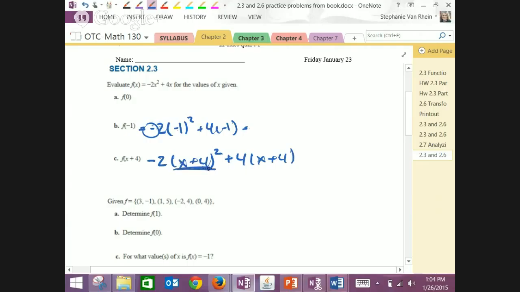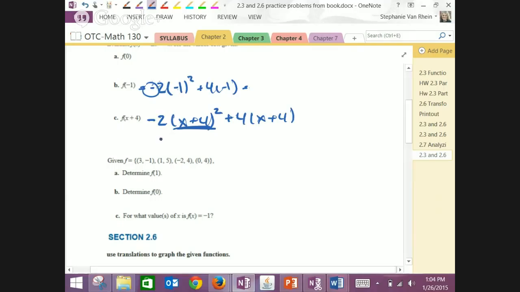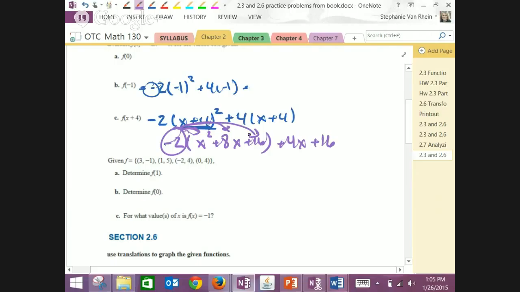Some of you only put the -2 on the x squared term and didn't distribute that out to each of those 3 terms. So this next step would be -2 times the quantity x squared plus 8x plus 16, and then plus 4x plus 16. You have to be careful because the -2 gets distributed to those 3 terms.